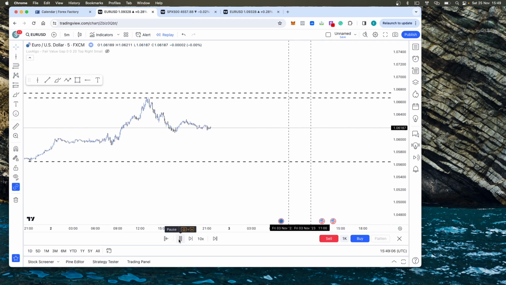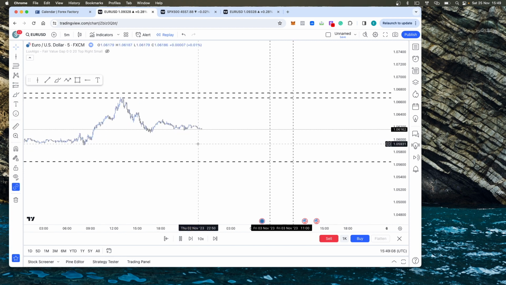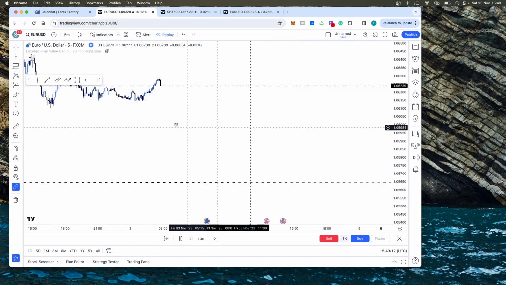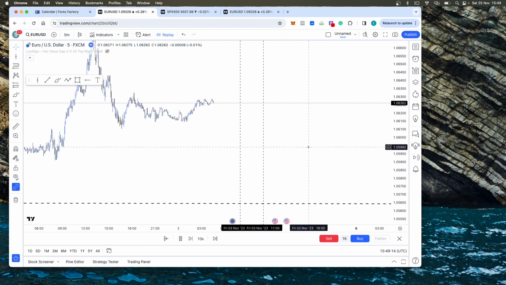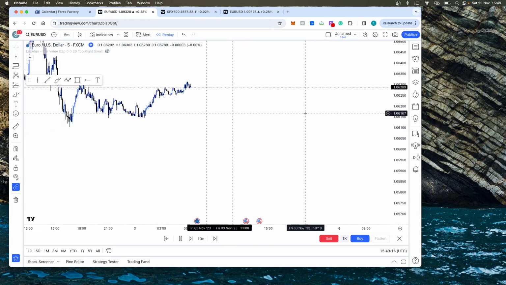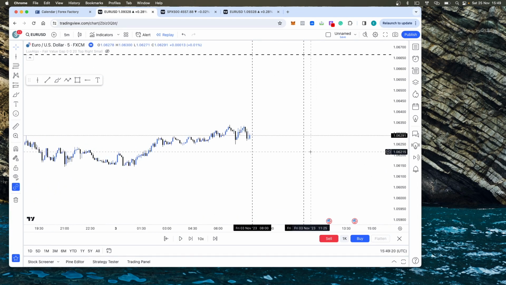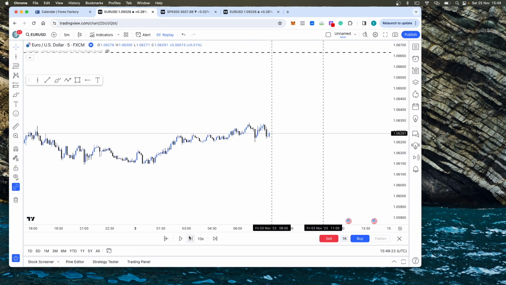Let's just skip ahead to 8 a.m., when I'll start looking for trades. This is all Asian session. We don't care about Asian session. We don't trade during Asian session. So we pull up our chart over here.